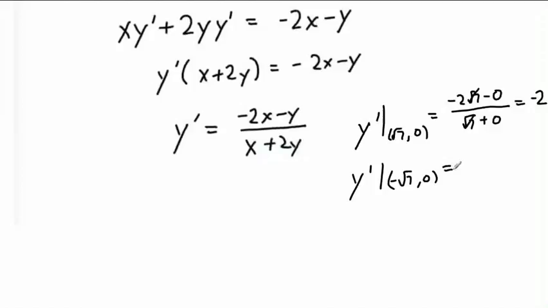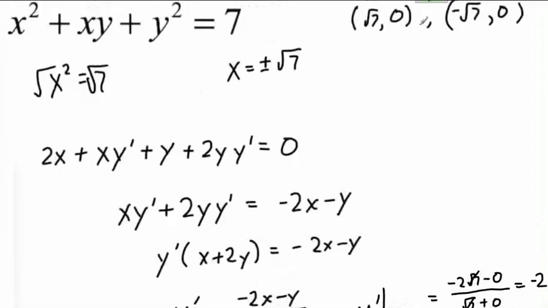On this one, you end up getting negative 2 times the negative square root of 7 minus 0, all over the negative square root of 7 plus 0. There's a negative right here, so this negative will reduce with this negative square root of 7, and you end up with negative 2. So negative 2 and negative 2 are the same, and these are the slopes at those points. So therefore, right here the slopes are the same. Therefore, the tangents are parallel at the two x-intercepts.